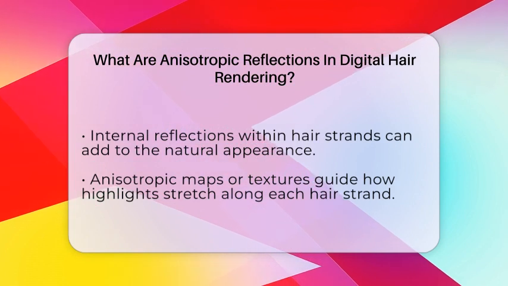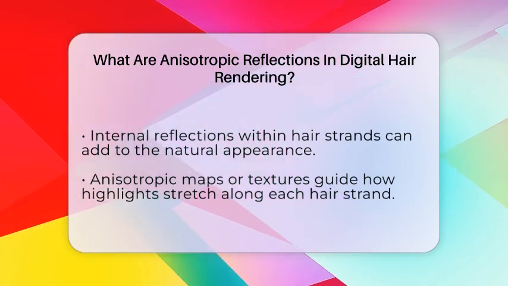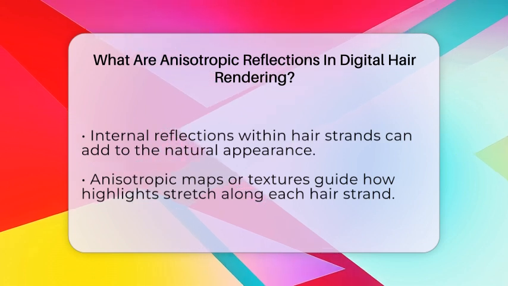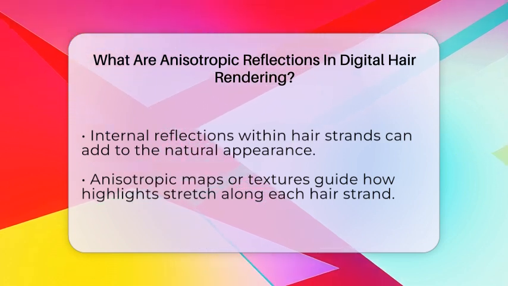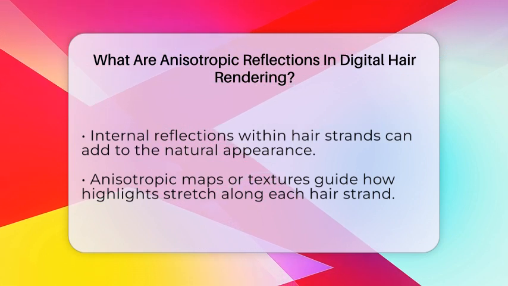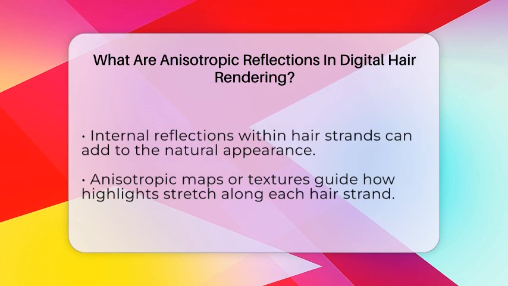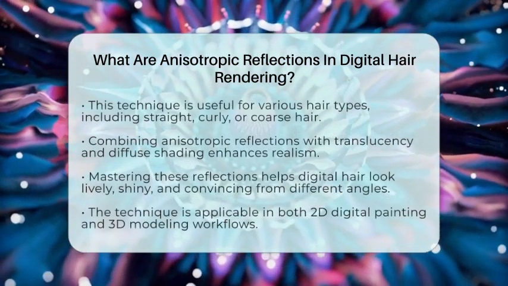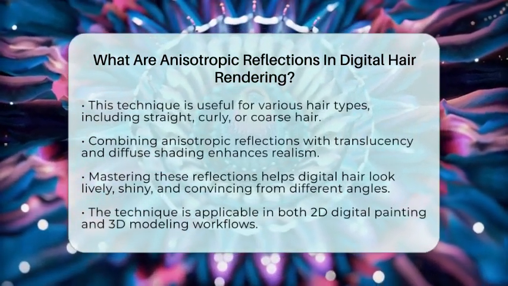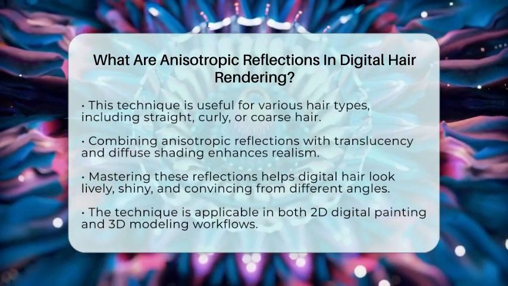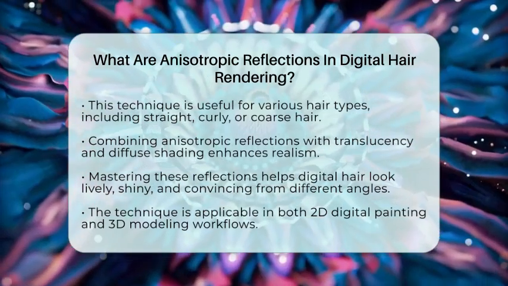In practice, capturing anisotropic reflections is essential for making digital hair look convincing. Artists often use anisotropic maps or textures that guide how the highlights stretch along each strand. This technique works well whether you are painting in a digital program or working on a three-dimensional model. It's especially useful for different hair types, like straight, curly, or coarse hair, because each reacts differently to light.